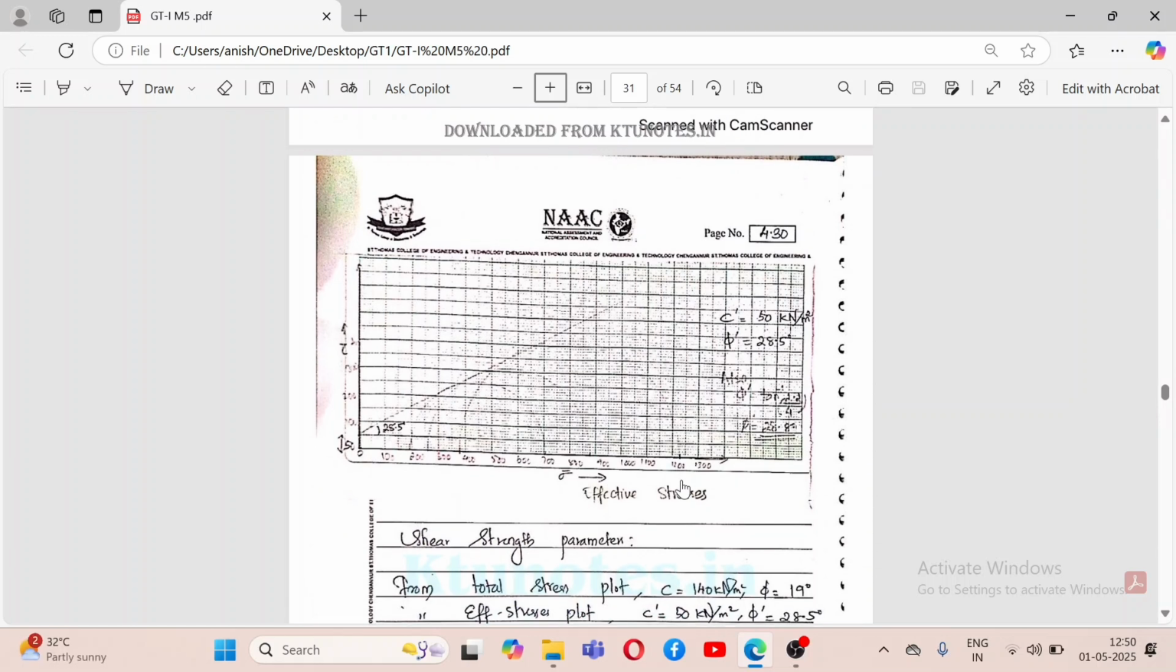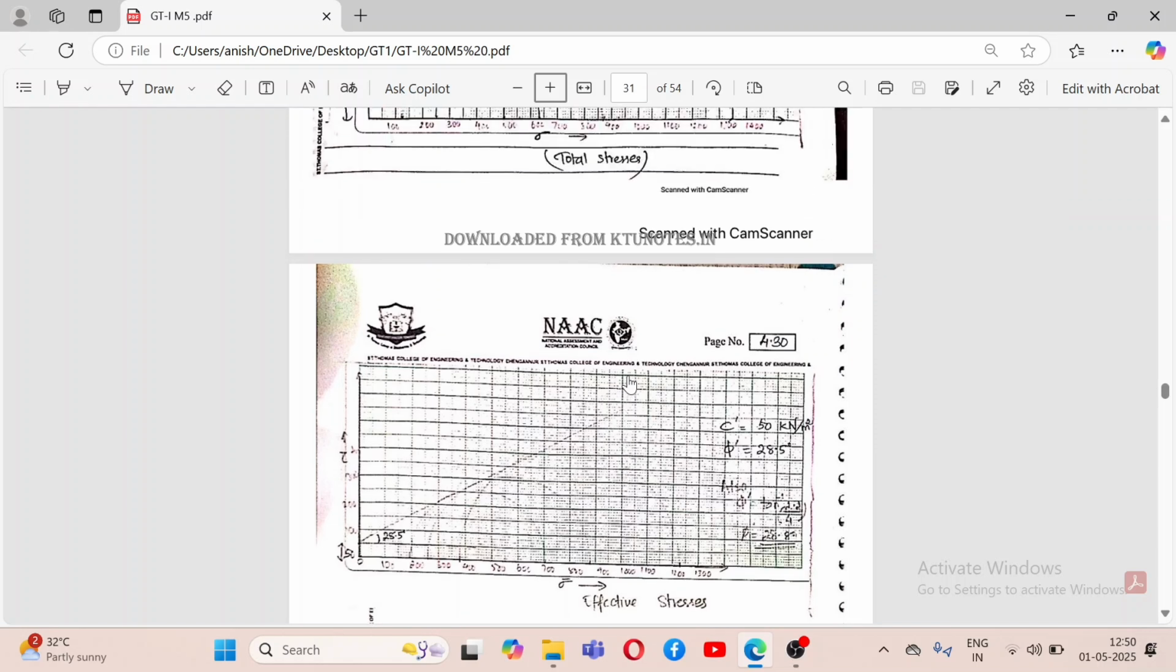I think it is better you refer to the Aurora textbook. At least take a photo of that textbook question, so that you will be able to understand clearly.